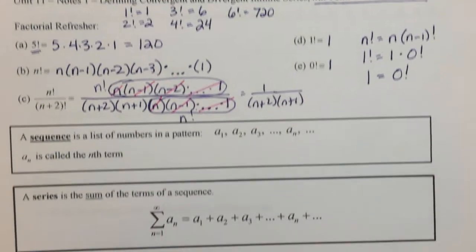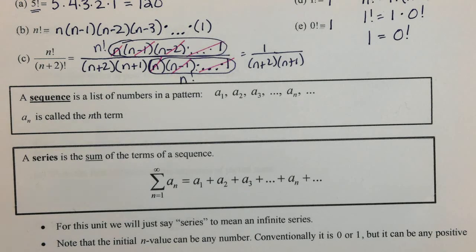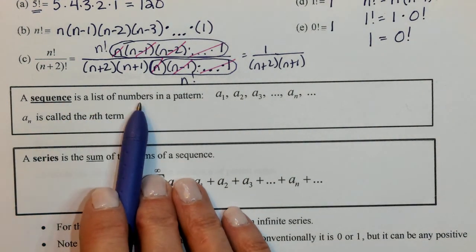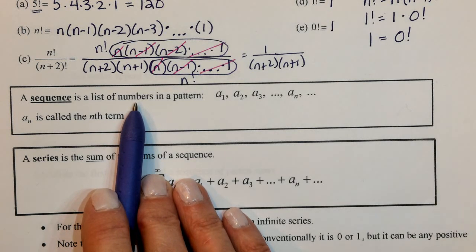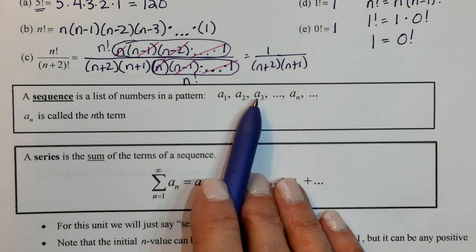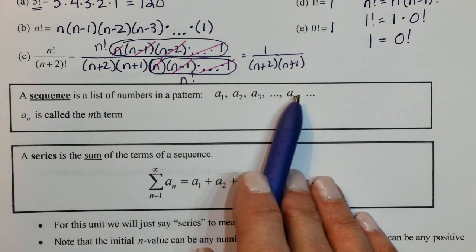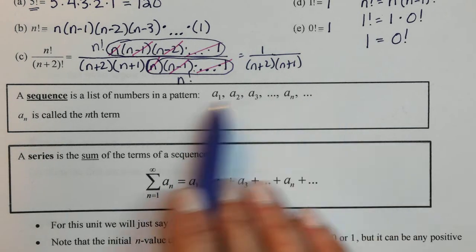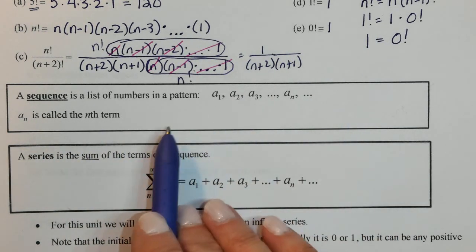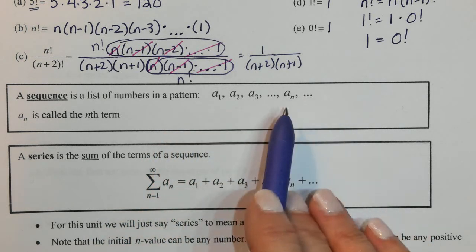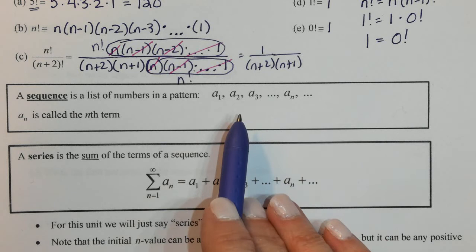Okay. So let's give a couple of definitions here. A sequence is simply a list of numbers in some pattern. We can call those a sub 1, a sub 2, a sub 3, dot, dot, dot, a sub n, dot, dot, dot. So a sub n is called the nth term, and that is a way that we can write a general pattern, a general sequence.